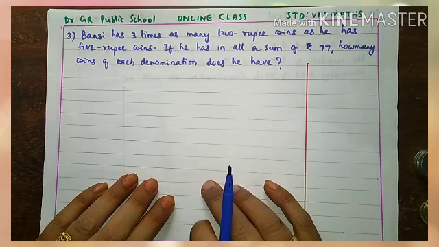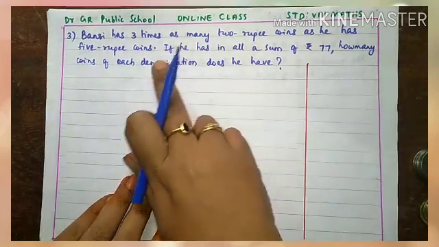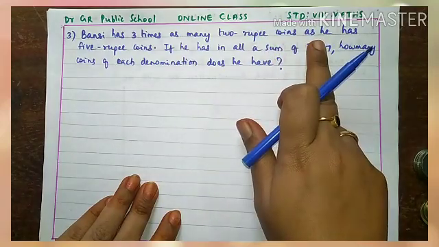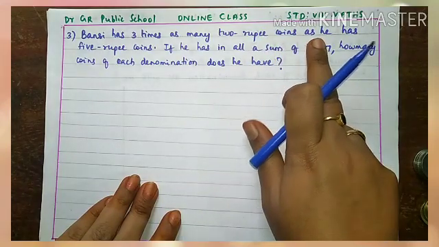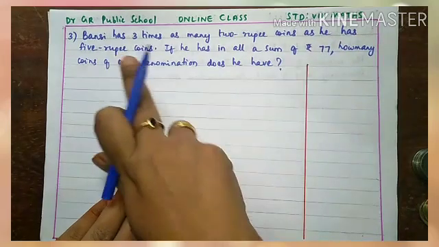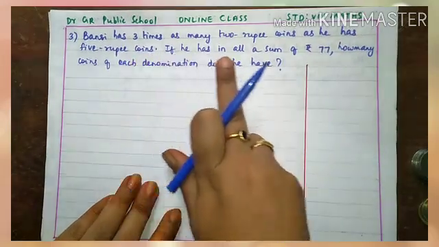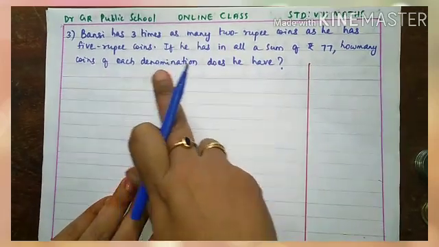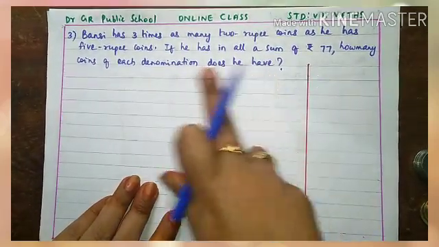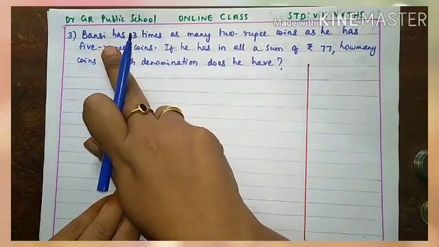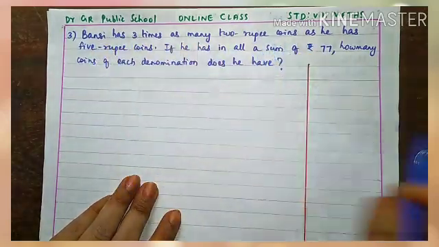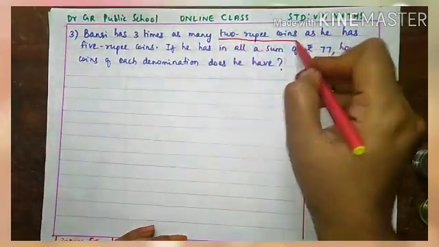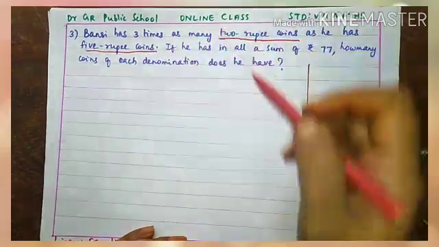Now this is your third question. Bansi has 3 times as many 2 rupee coins as he has 5 rupee coins. If he has in all a sum of rupees 77, how many coins of each denomination does he have? So Bansi is a person, and this person is having 2 types of coins, that is 2 rupee coins and 5 rupee coins.